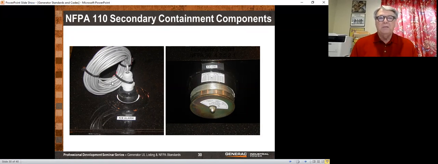The rupture basin is that area between the two walls of the tank, so you know that if you have that sensor show fuel there, then you've got a leak inside that inner tank or a rupture of the inner tank. On the right is your emergency vent.